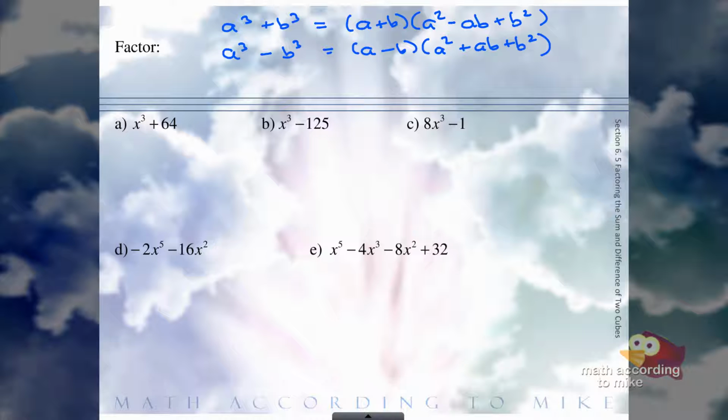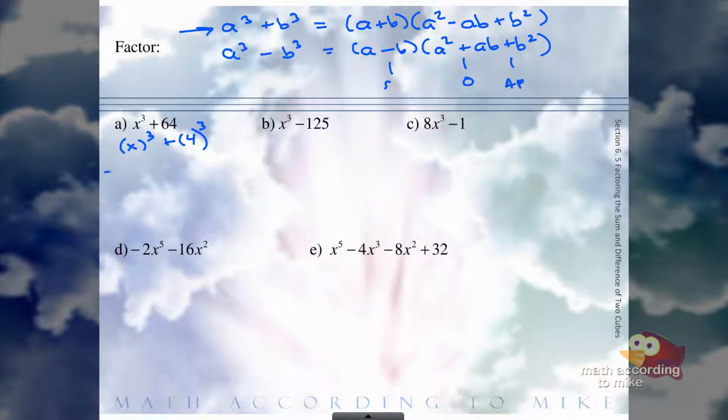So remember, same sign, opposite sign, always plus. So soap. So part A there, x cubed plus 64. Well, what cubed is x cubed? X. What cubed is 64? 4. Since we have a sum of cubes, the very first formula here, then wherever we see an A, we're going to put an X. Wherever we see a B, we're going to put a 4.